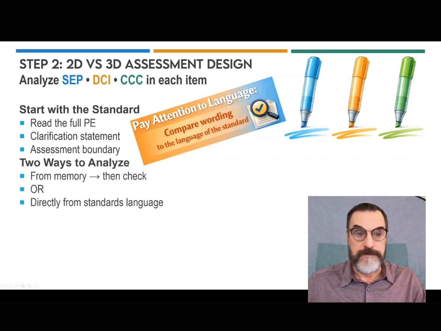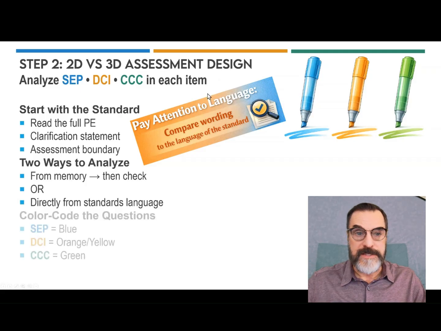If you're comfortable, you can try to identify which of the dimensions in the item are being assessed from memory. Then check your thinking against the standard. Or read the elements in the tricolored boxes and notice how the item writer used all or part of the elements to construct the question. Both approaches are valid. Choose whichever one you feel most comfortable with.